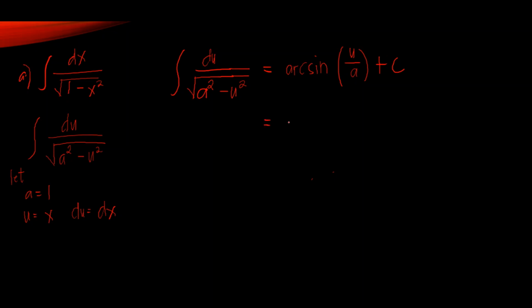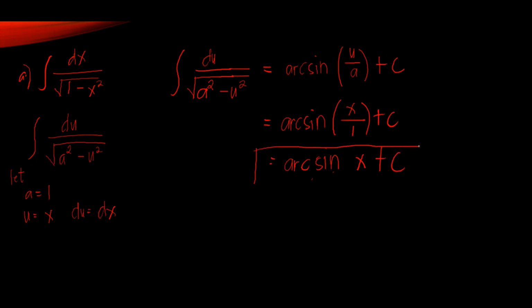So, we can change this into arc sine. What is u? That is x. And what is a? That is 1, plus c. And still simplifying, we have arc sine of x. Tama, kasi x over 1 is x. Any number divided by 1 is equal to the number itself. Arc sine x plus c. So, this is your final answer for example letter A.